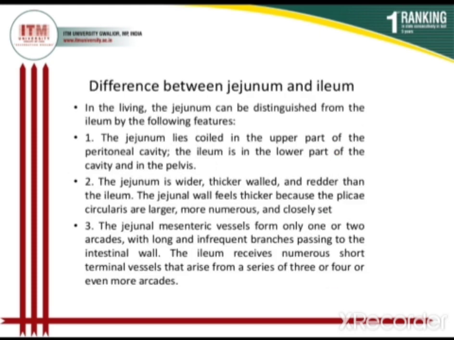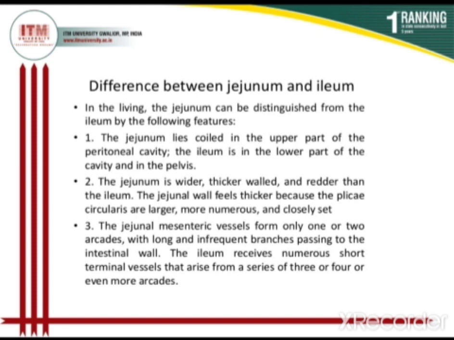The next point is: what are the differences between the jejunum and ileum? In the living, the jejunum can be distinguished from the ileum by the following features. The jejunum lies coiled in the upper part of the peritoneal cavity, and the ileum is in the lower part of the peritoneal cavity and in the pelvis. This is the first difference.